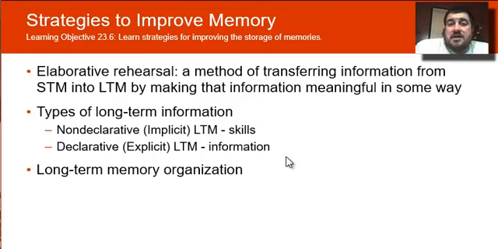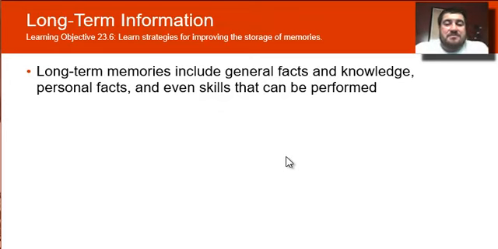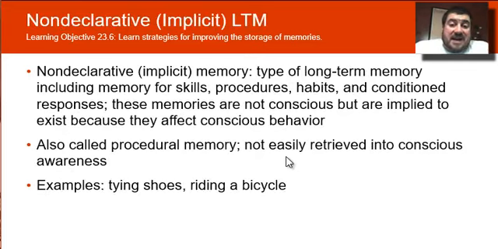So you know how to ride a bike probably, even though you probably haven't rehearsed that in a long time. If I gave a bike to you, you would probably be able to do it. And that just means that the implicit skills don't go away as a person ages. It's the explicit information and memories that we have problems retrieving. Long-term memories include the general facts and knowledge, personal facts, and these skills.